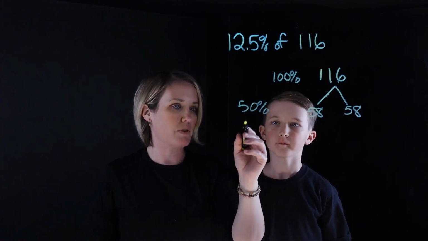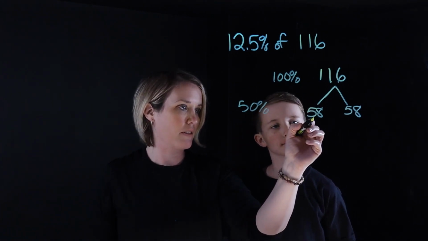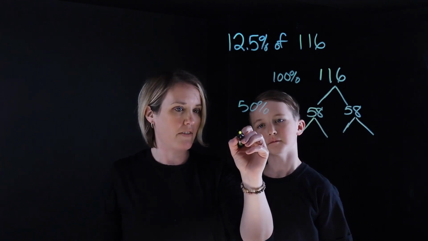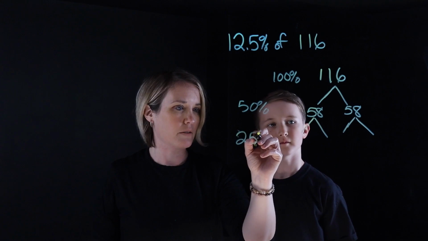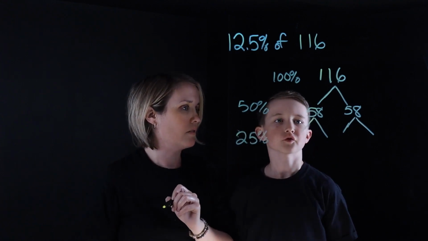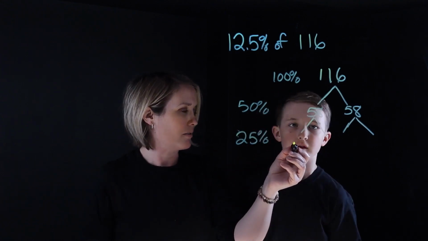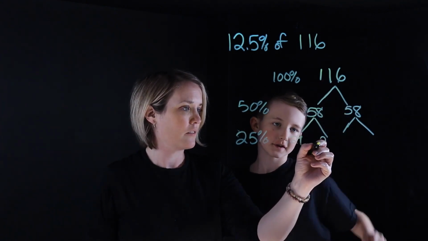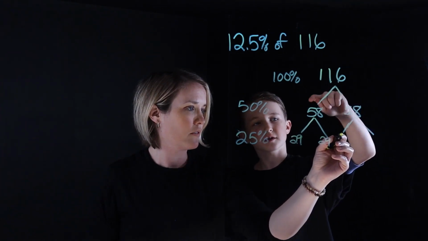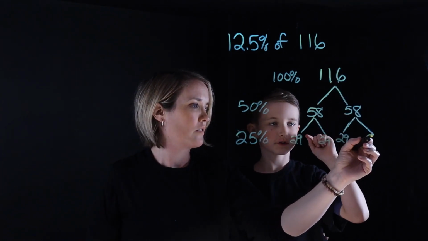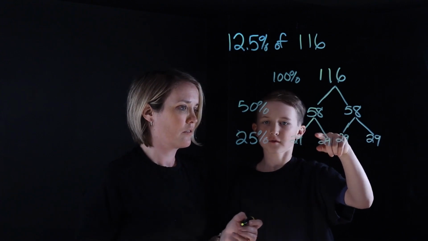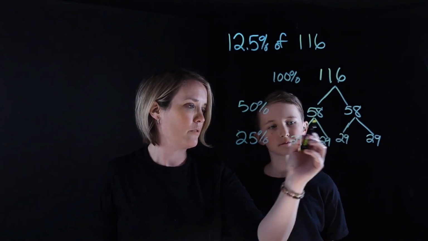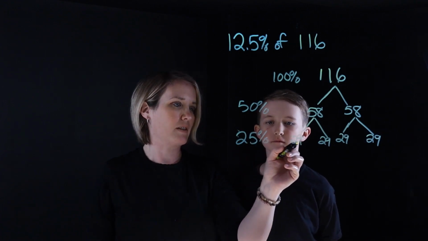Okay, so that's 50%. Now let's split the 58 into 2 equal groups, and we'll get 25%, right? Mm-hmm. So what's 58 divided by 2? 29. How did you know that one so fast? Because half of 50 would be 25, and half of 8 would be 4, so I didn't need to split each one. So 25 plus 4 equals 29. Okay, so we have 116 into 4 equal groups, and 25% is 29.